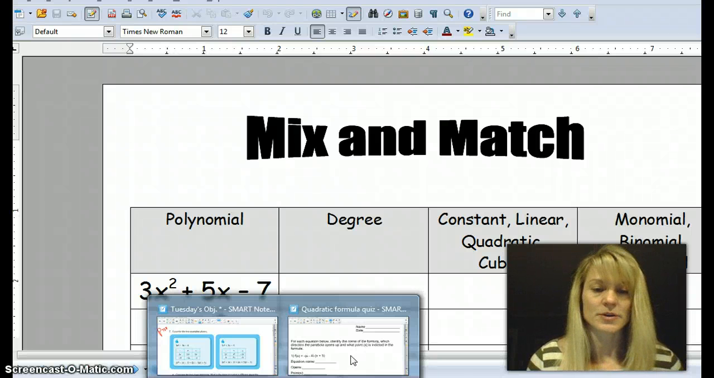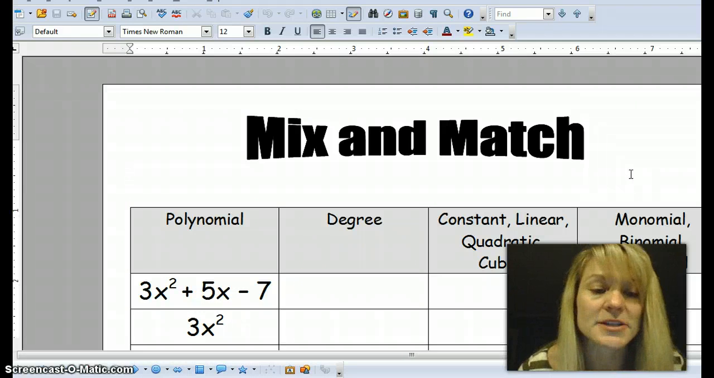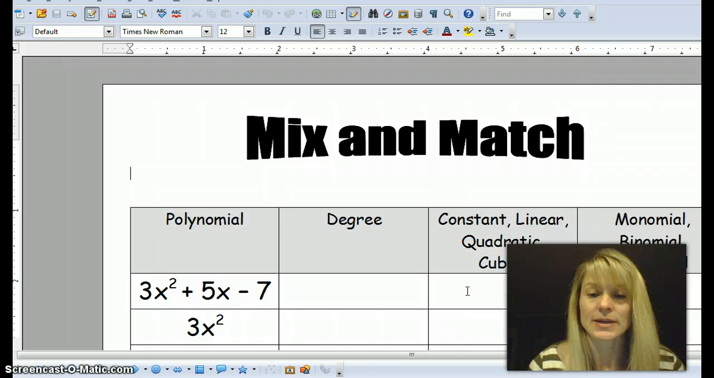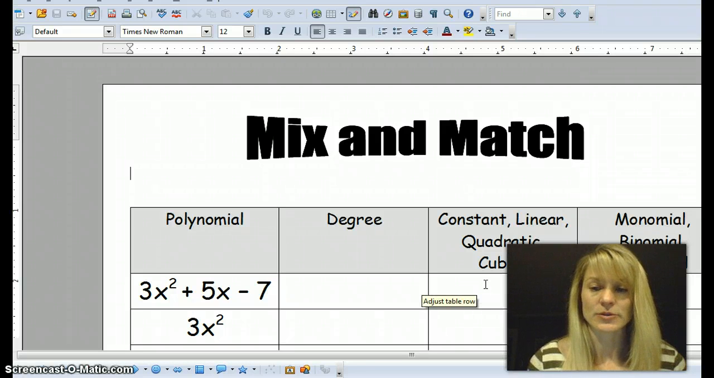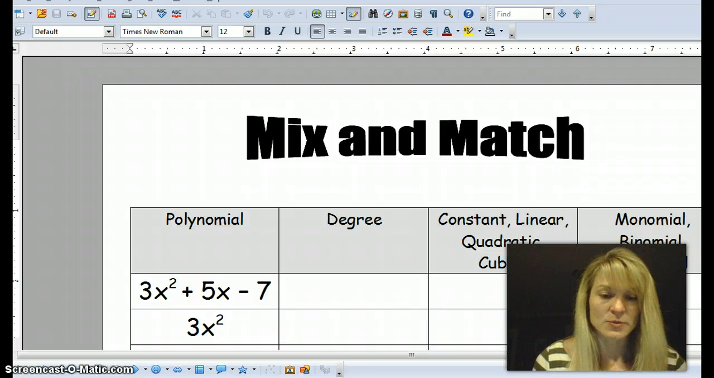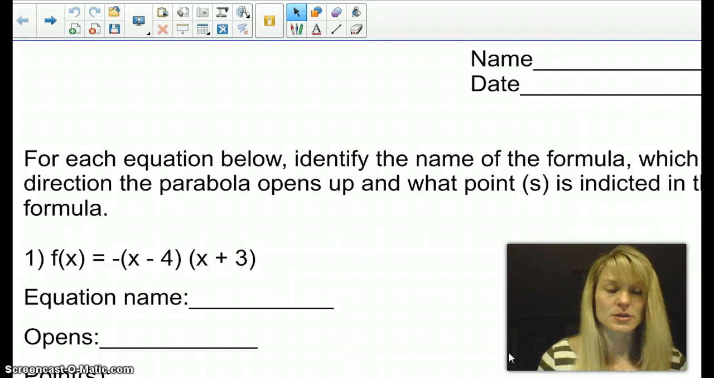Okay, so tomorrow you have a test. You want to make sure you take your mix and match out and make sure you understand how to find the degree, label a constant, linear, quadratic, or cubic, and then be able to name the polynomial. You'll also want to get out your equations, quadratic equations quiz.